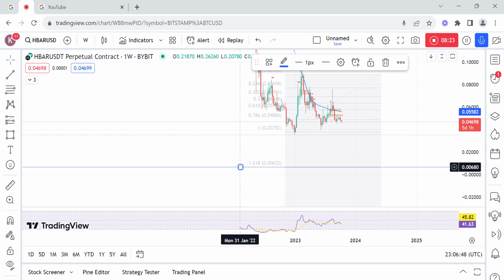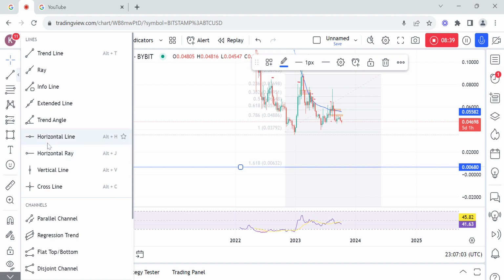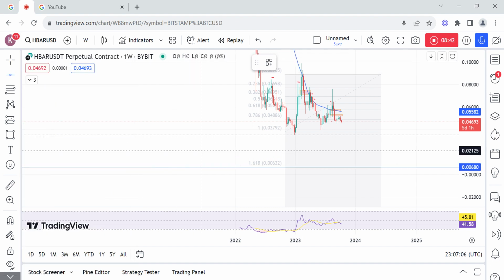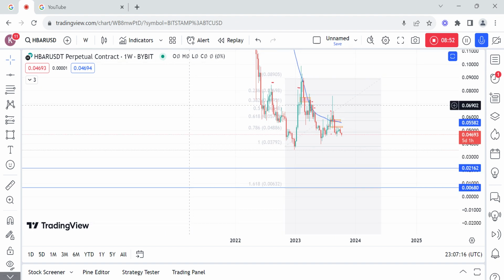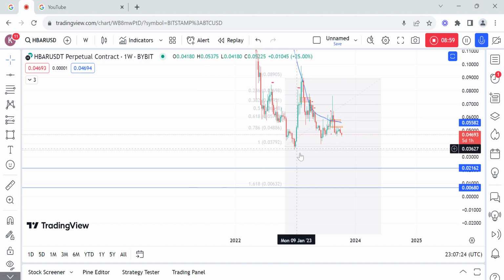So this is what I will usually do. I will divide the bottom of this low and then our 1.618 level into two. If I divide, let me use our horizontal line. So this is the middle, around this level. Okay, good. So this is where I think H bar is likely to go, because from all indications, H bar is coming down lower.